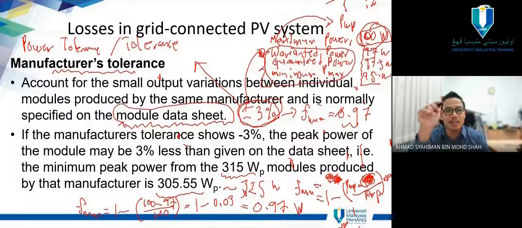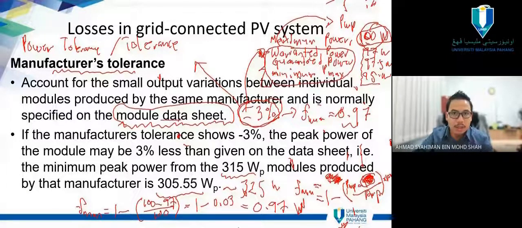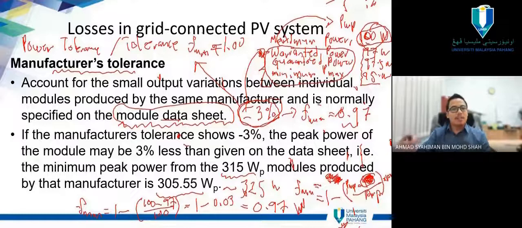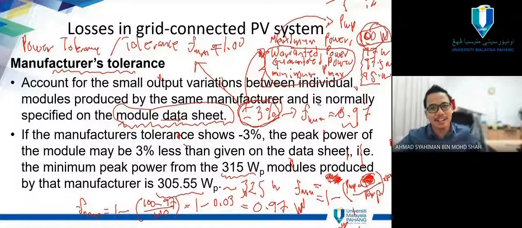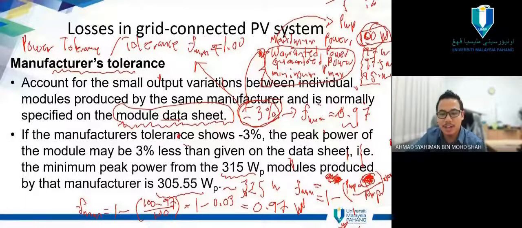Maksudnya kalau tak tulis, FMM ni kalau tak bagi, terus 1.00. Kalau kau tulis satu, saya akan salahkan jawapan tu, sebab saya ada skema. Saya dengan yakin saya akan salah. Macam itulah. Boleh eh?